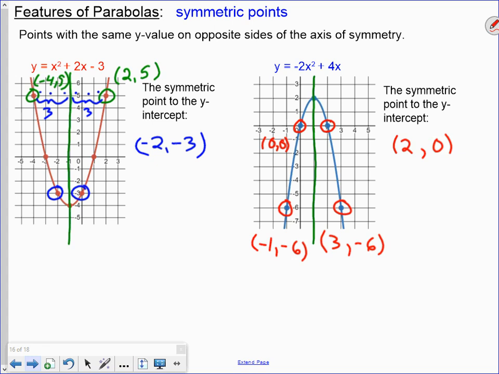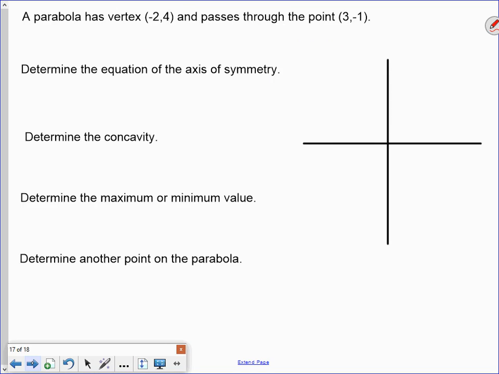Okay. So you want to be able to look at a graph and read off all of these parts of a graph. You also want to be able to, if you're given some information about these parts of the graph, use them to figure out a little bit about what the parabola looks like. So here we are told that a parabola has a vertex of (-2, 4) and it passes through the point (3, -1). And then we're asked a series of questions about these features of the parabola. We want to find the equation of the axis of symmetry, the concavity, the maximum or minimum value, and figure out the coordinates of another point that is on our parabola.